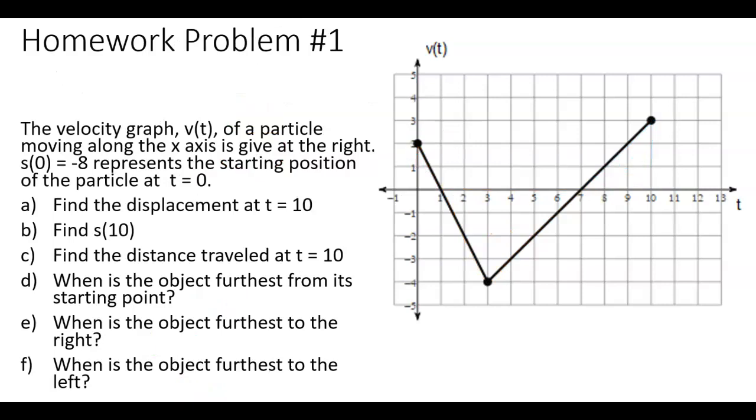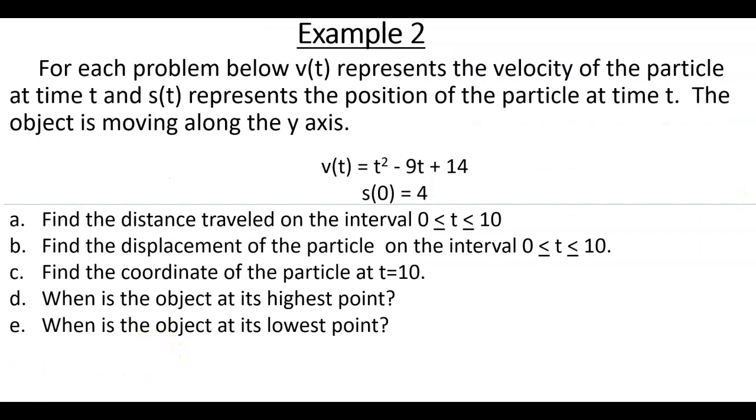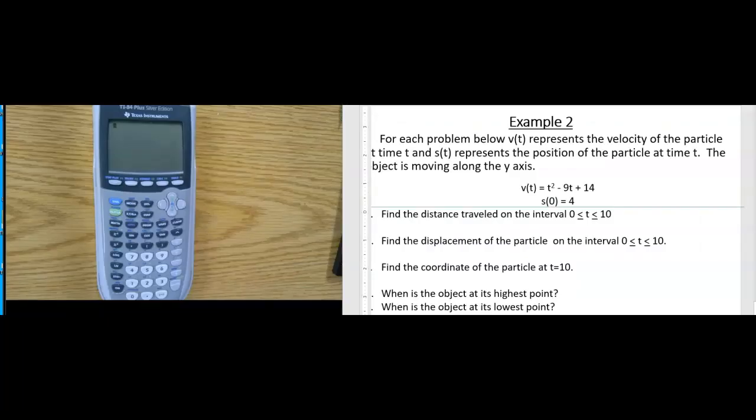All right, and so that is part 1 of what we're looking at today. Let's move on to a second example. So we're going to be doing example 2 on our calculator here. You could do it by hand, but it's a little bit tedious, honestly. For each problem below, v represents the velocity of a particle at time t, and s of t represents the position of the particle at time t. The object is moving along a y-axis.